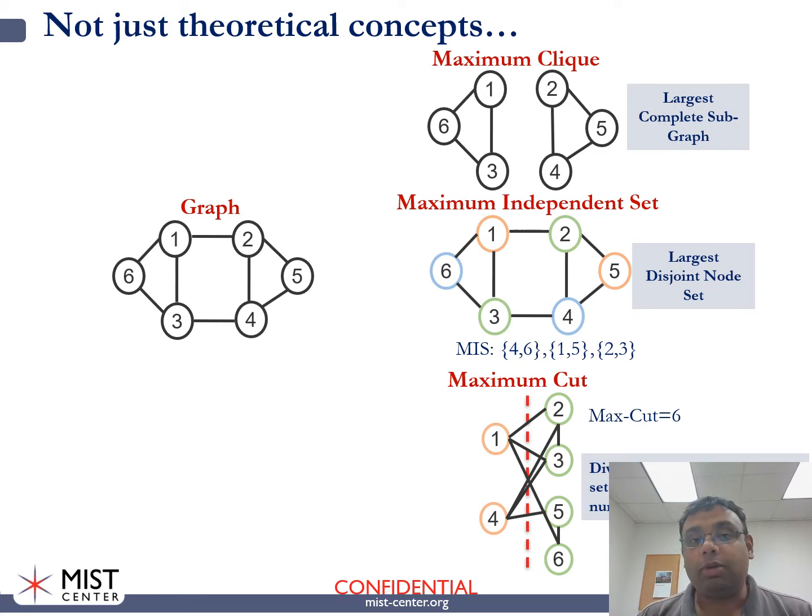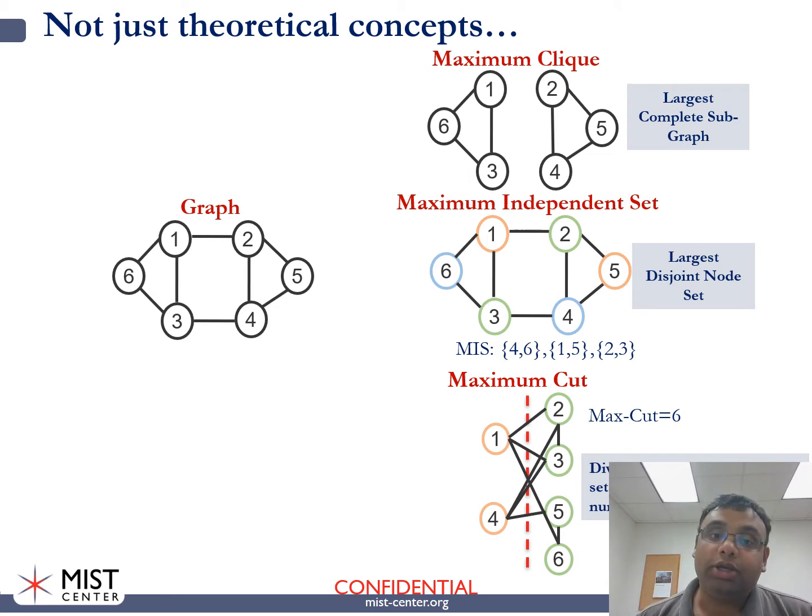Similarly, another problem example is that of maximum independent set, where the goal is to identify the largest set of nodes which do not have an edge amongst themselves. So here, exactly opposite to the maximum clique, we try and identify the largest subset of nodes which do not have an edge. And so here the answer for that would be 4 and 6, 1 and 5, or 2 or 3. So these are three solutions to this problem.